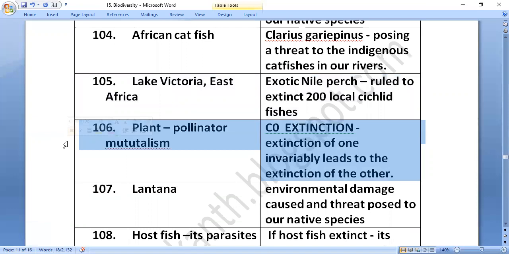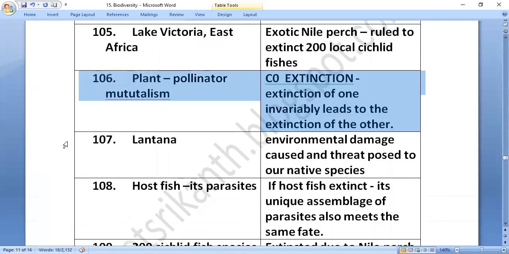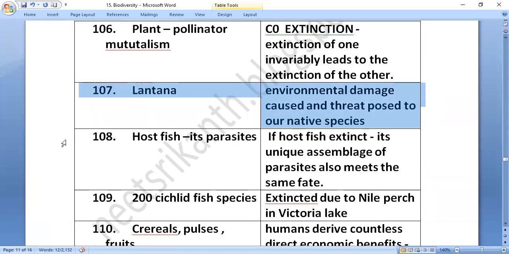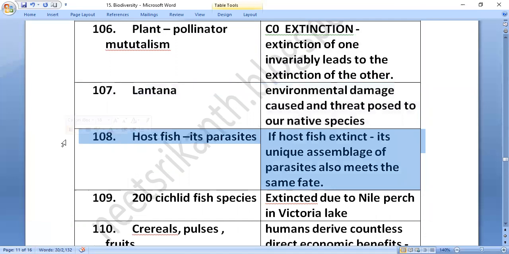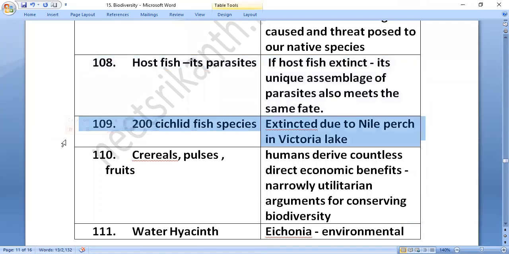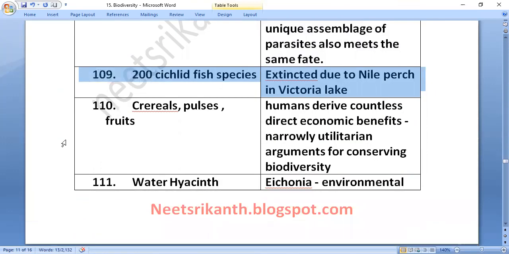When the extinction of one species invariably leads to the extinction of another, it is called co-extinction. An example is plant-pollinator mutualism. Lantana also causes environmental damage and poses a threat to our native species. If a host fish becomes extinct, its unique assemblage of parasites also meets the same fate. 200 cichlid fish species became extinct due to the Nile perch in Lake Victoria.